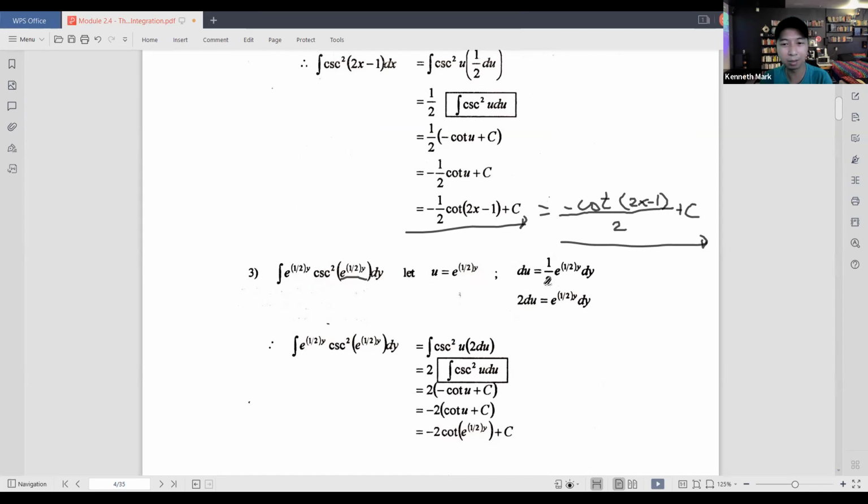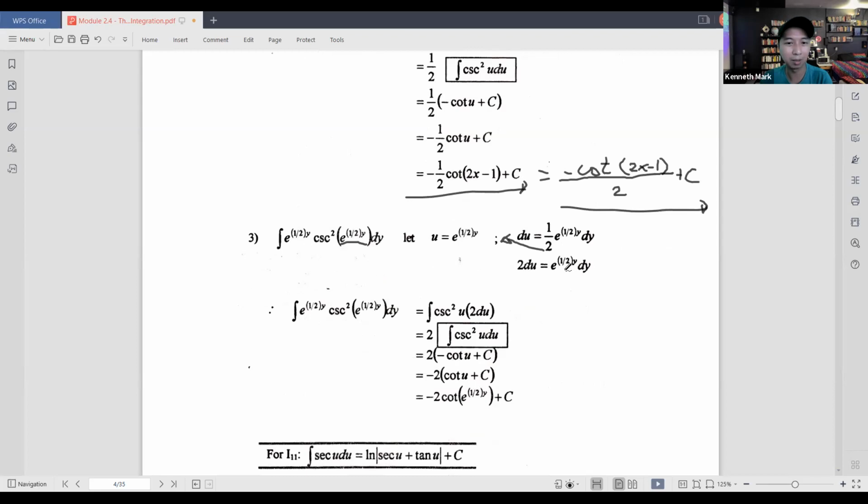Okay, so lipat natin to. Transpose na to dito. So 2 du is just equal to e raised to 1/2 y dy. Ito yung transpose lang. So therefore, meron ka ng new formula, no? So that is integral of, ito magiging u to, diba? Tapos 2 du na to. Okay, so therefore you will have integral of cosecant u multiplied by 2 du.